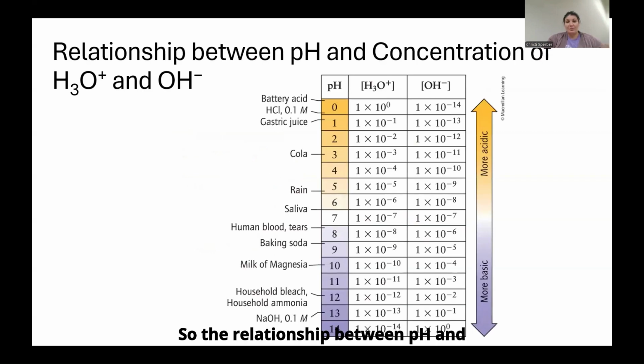So for the relationship between pH and the concentration of H3O plus and OH minus, we see that a pH of 0 is 1 times 10 to the 0 of hydronium ion concentration and 1 times 10 to the negative 14th of the hydroxide concentration. A lower pH is more acidic, and you're going to have a higher concentration of hydronium ions and a lower concentration of hydroxide ions. And it goes on from 0 to 14.